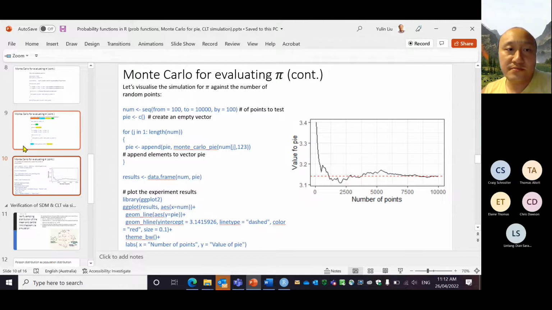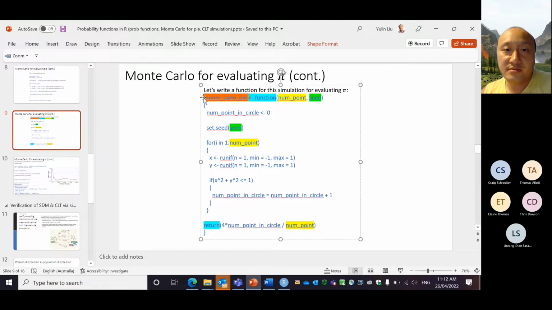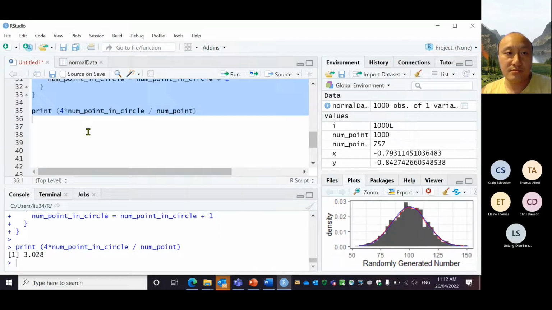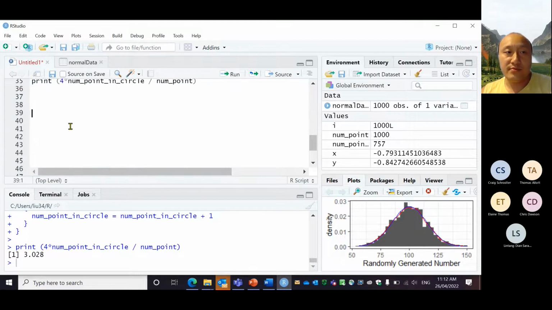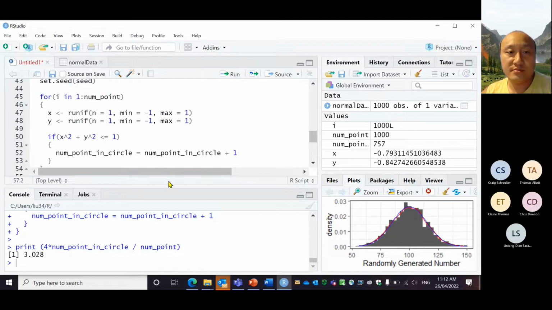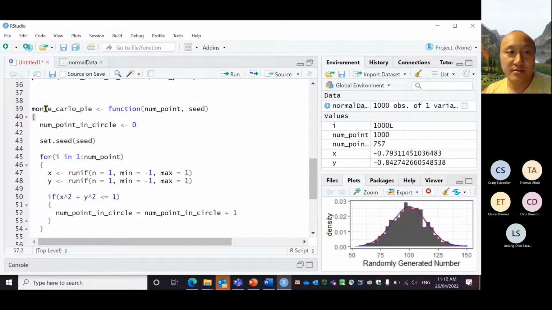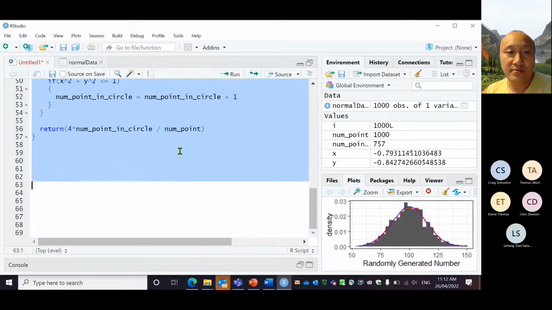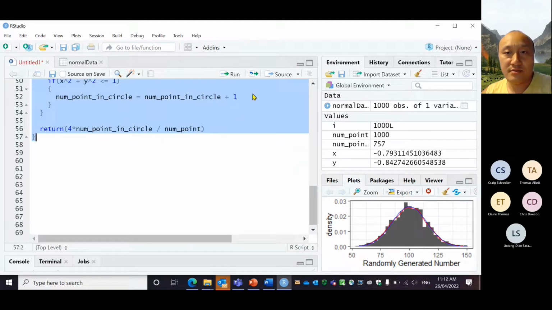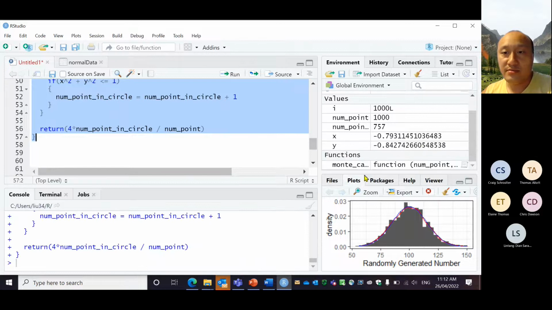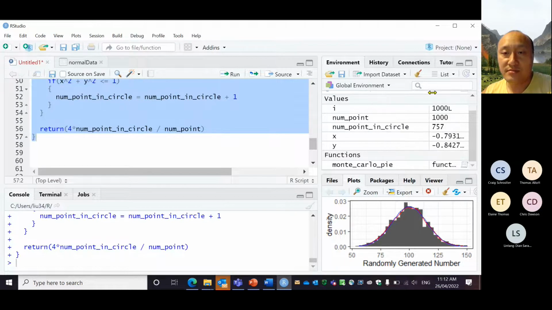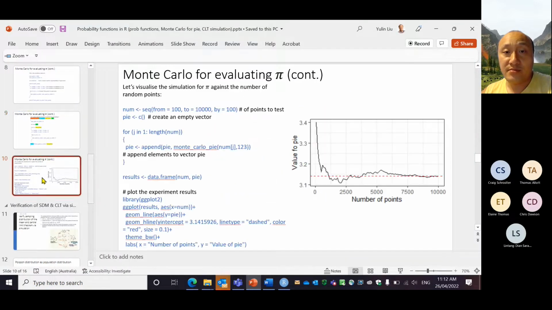So we're going to first of all define this function, Monte Carlo pi. I'm going to define this function. So you will see a new object here as a function. Okay, let's highlight this function and then run it. I have a new object with a Monte Carlo pi function here. Okay, and then I'm going to use the function multiple times.